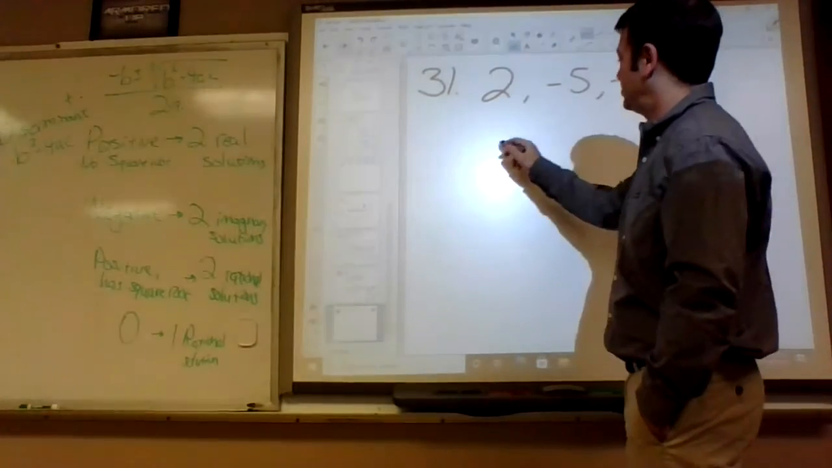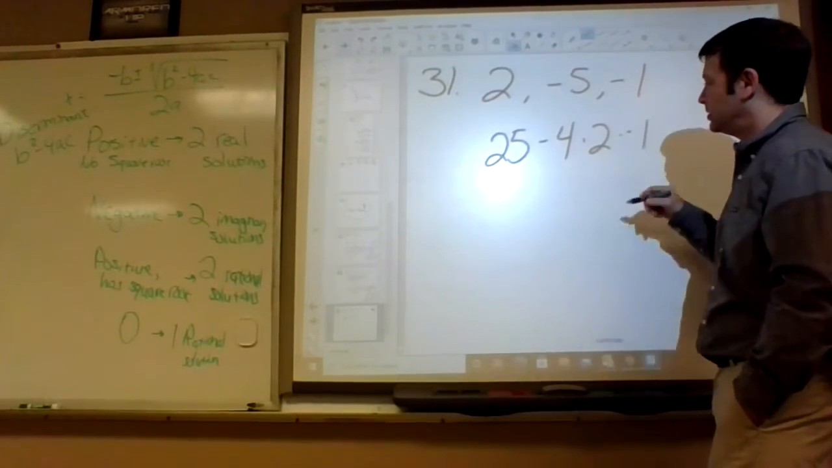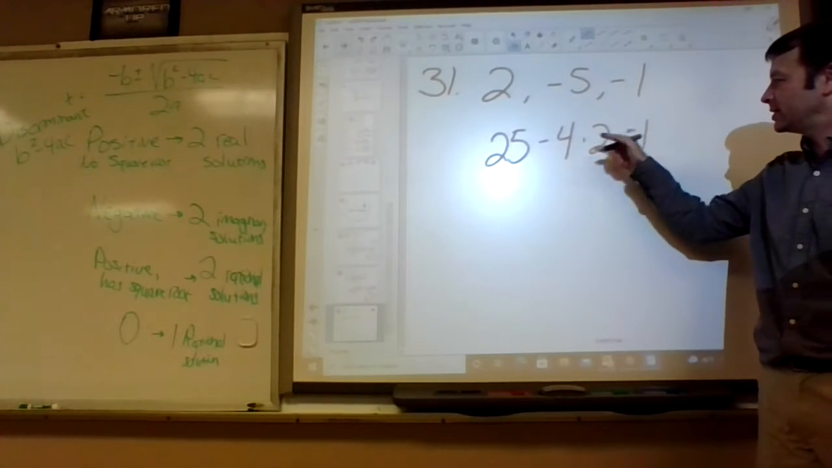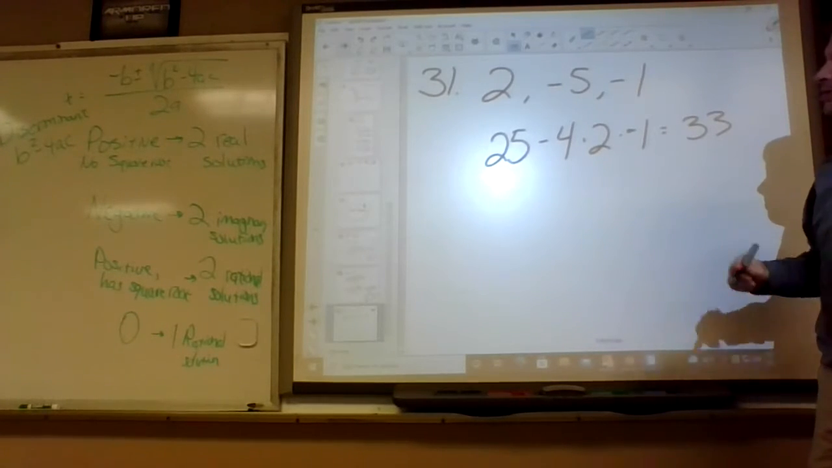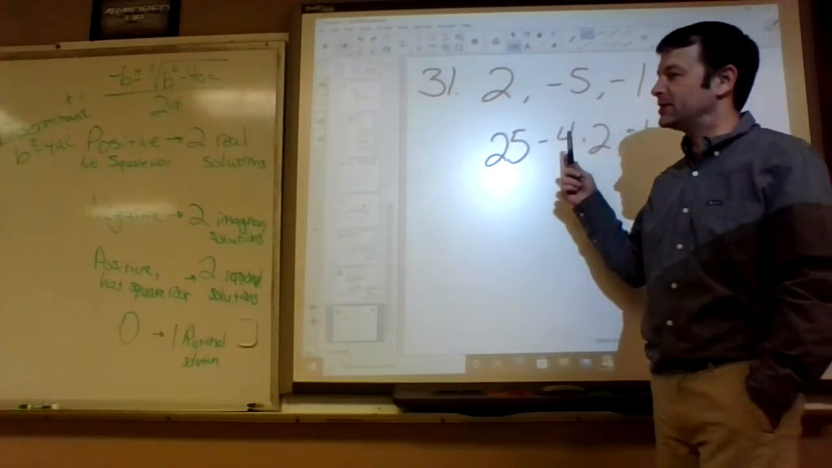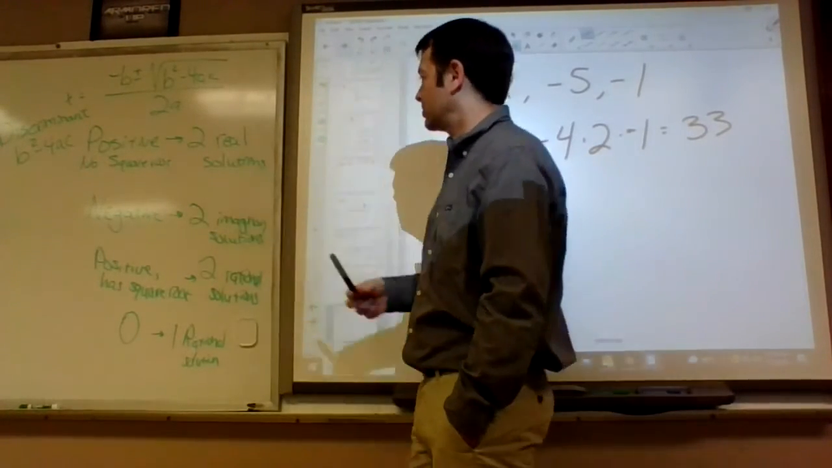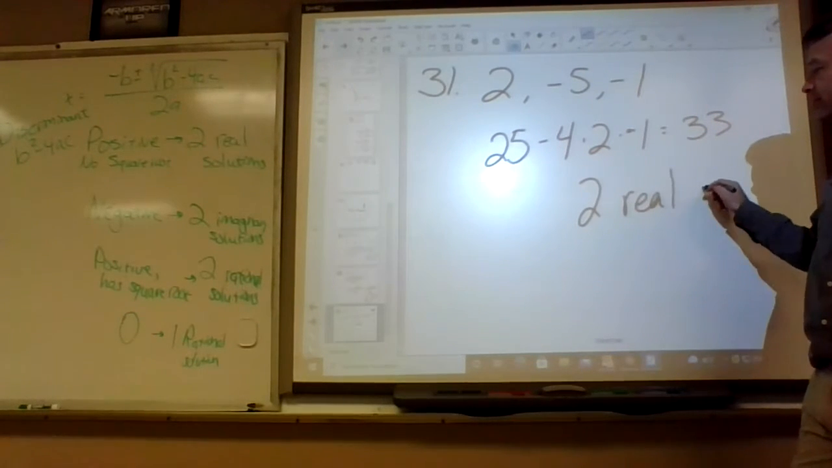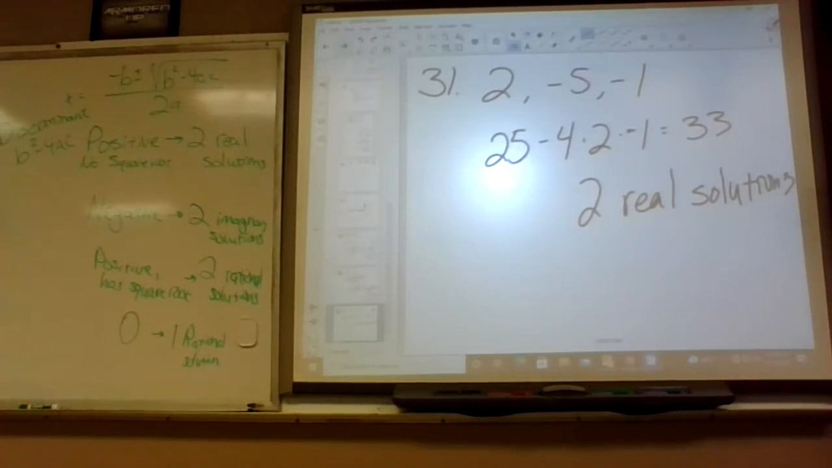b squared would be positive 25 minus 4ac. So that would be 25 plus 8, because there's two negatives there. So that would be 33. So what kind of number is this? It's positive. Does it have a square root? No. So it's positive, no square root, so it's two real solutions. Basically, when it's two real solutions, that means you're going to have square roots in your answer. It's kind of weird answers.